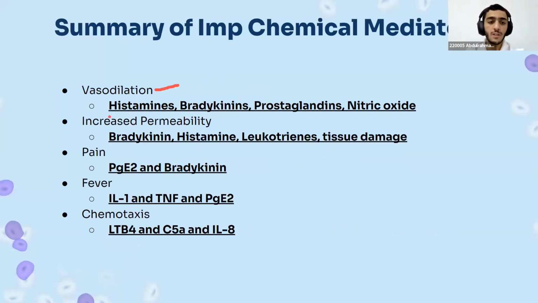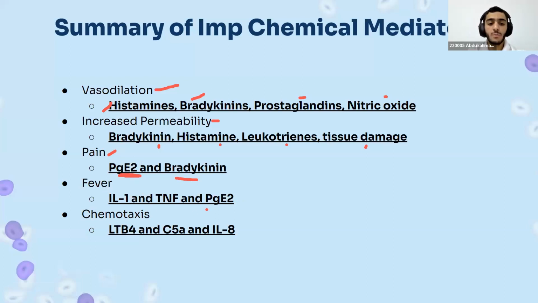And what are the mediators? Histamines, bradykinins, prostaglandins, and nitric oxide. The next one is permeability. Permeability is mediated by bradykinins, histamines, leukotrienes, and tissue damage, right? So these are the ones responsible for this. Next one is pain. Pain is always PGE2 and bradykinins. So bradykinins and PGE2 are responsible for pain.